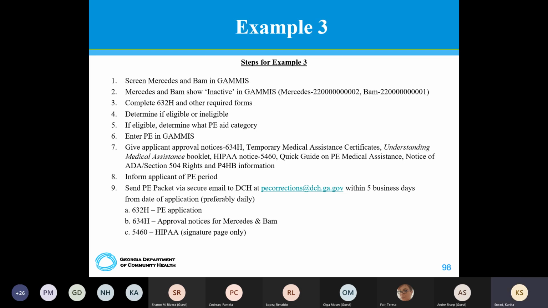And your PE package should consist of the 632H, the 634H, approval notices for Mercedes and Bam, the 5460 signature page only, and the notice of ADA Section 504 rights.